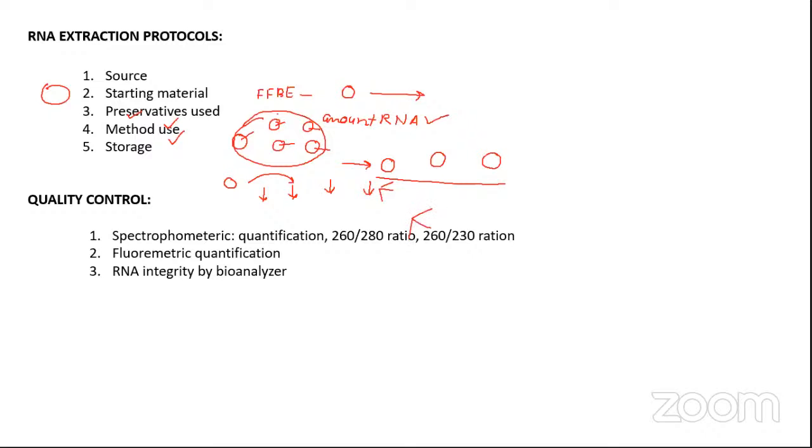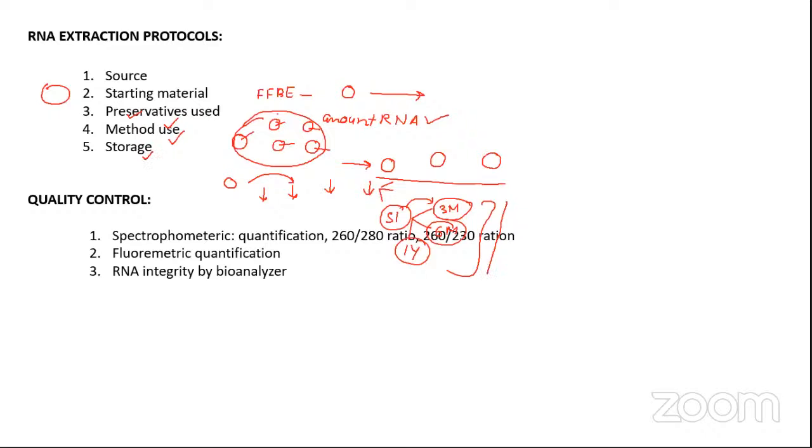Say suppose you have sample 1. You are extracting RNA after storing for 3 months. You are extracting from the same sample after 6 months or 1 year. So you will get a different kind of yield from the same source after different time points. So when you are starting for the extraction, please take care of all these steps.